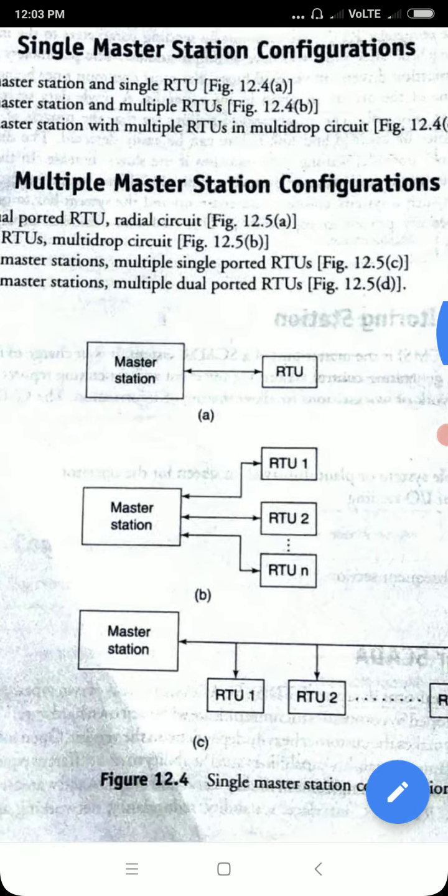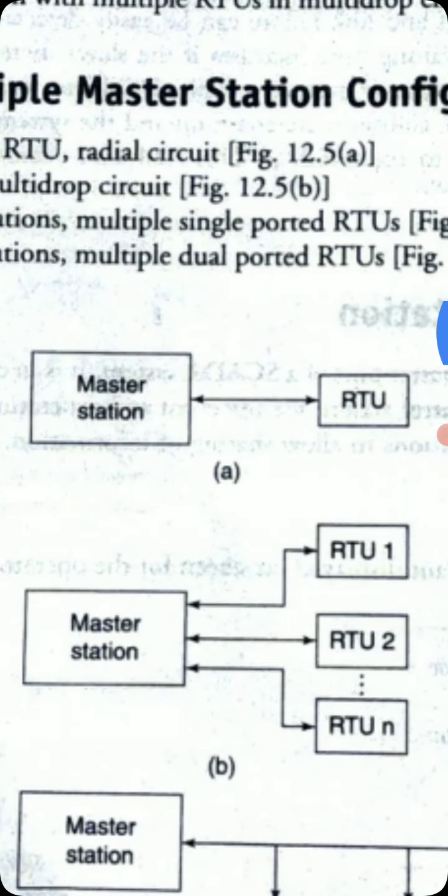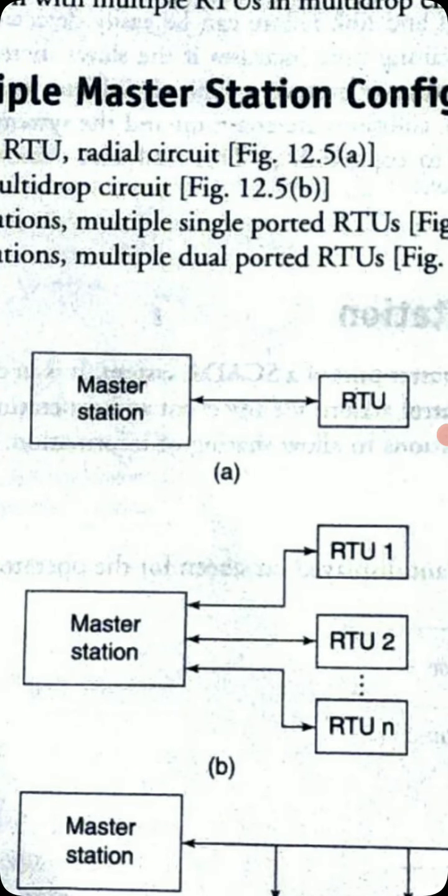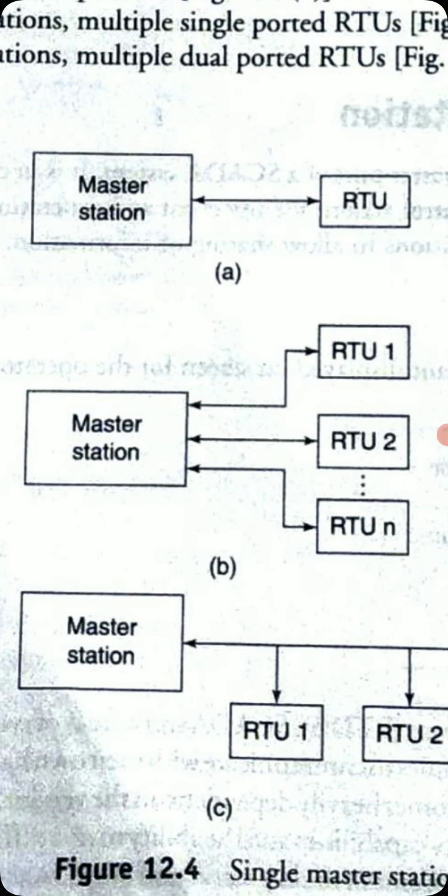You see here the first figure A. Here it is nothing but single master station and single RTU. You can see clearly one master station is there and one RTU is there, directly connected. So it is called single master station and single RTU. Coming to the next one, that is single master station and multiple RTUs. You can see here RTU1, RTU2, till RTUN, a number of RTUs connected to a single master station. This is called single master station, multiple RTUs.